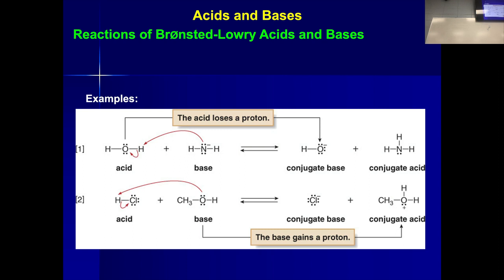KEQ is equal to what here? How would I write the expression? Play hangman a little bit here. I'll give you a bracket. Or am I going to put in the bracket? Pardon?